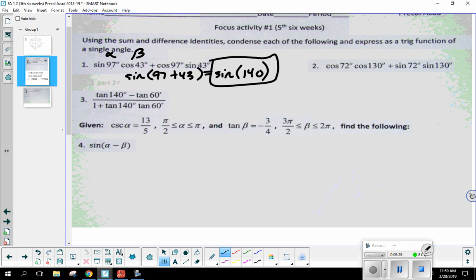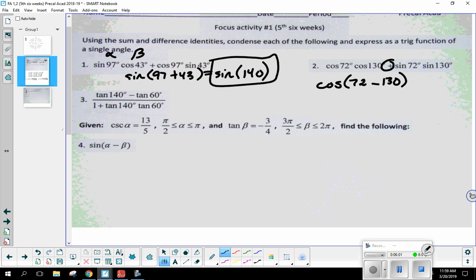Okay. Now, if we look at the next one, cosine 72, cosine 130, plus sine 72, sine 130. Well, what's this one? Is it based on sine or cosine? This one's cosine. We have the cosines together, we got the sines together. Now, the thing about cosine, when you expanded it, it used the different operation. So this one, I know I'm going to subtract. So we always go in order. So it would be 72 minus 130.